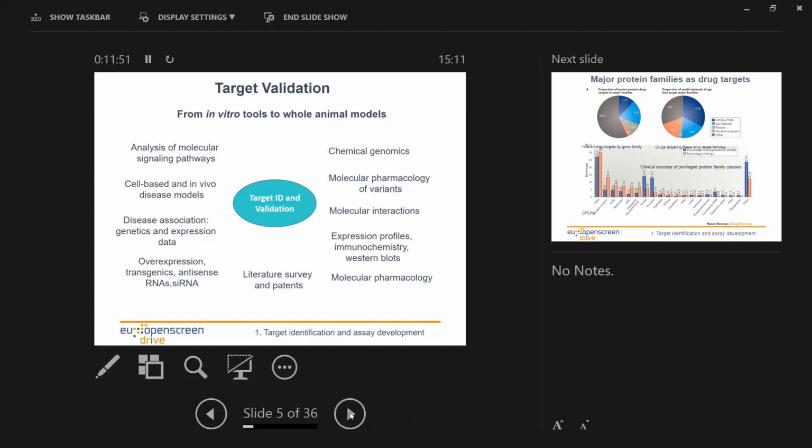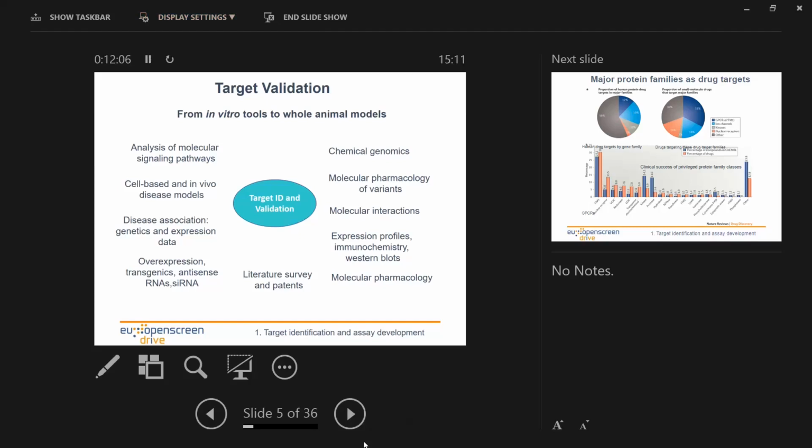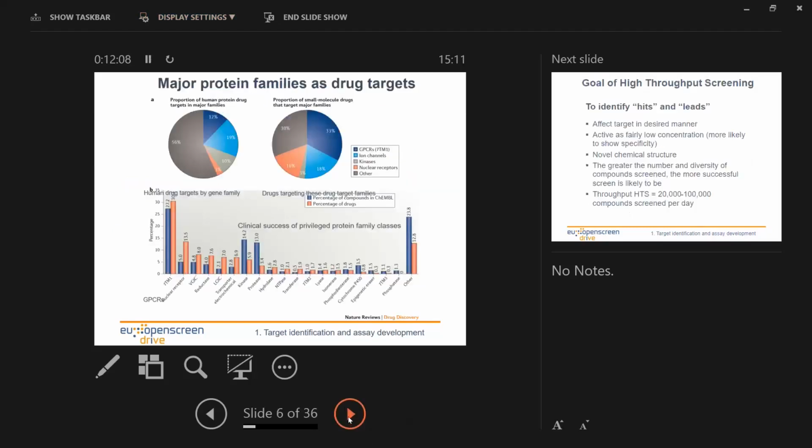This takes too much time, but this is going to give us success in the screening campaigns that we are going to develop in the future. In the next slide is only a flavor of the main protein families that have been used as targets. Šárka, I don't know if it's possible to put the slides in full screen because people are asking about this.